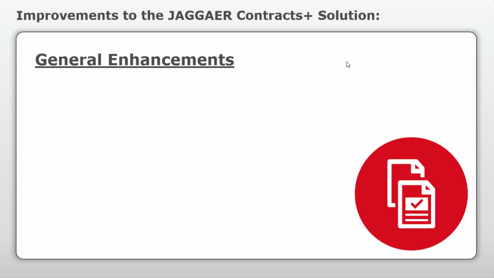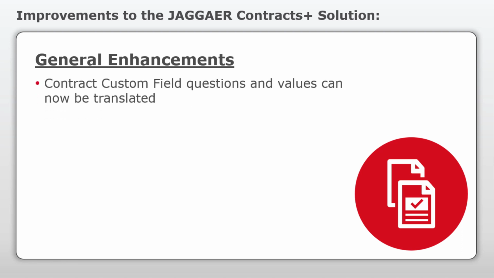There are numerous improvements coming to Contracts Plus. One that international clients will find particularly exciting is that they'll have the new ability to translate contract custom field questions and values on both contracts and contract requests. They'll be able to enter contract custom fields and their selectable values in different languages. General questions used on contract requests will have this feature as well.